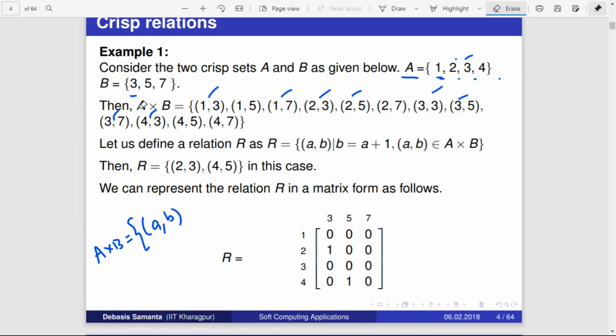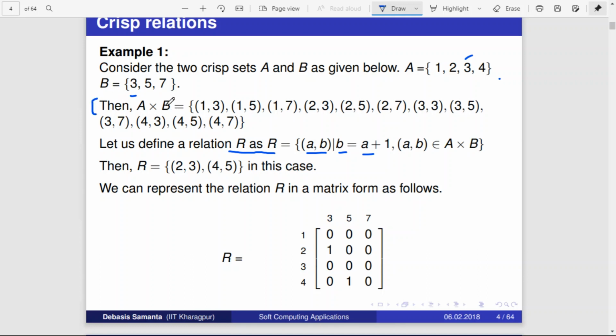Now let us define what a relation is. Once the Cartesian product is defined, from the Cartesian product we can define a relation. So from this Cartesian product, we are going to define a relation R. We define R as the set of pairs (a, b), where a belongs to set A and b belongs to set B, such that b is equal to a plus 1.